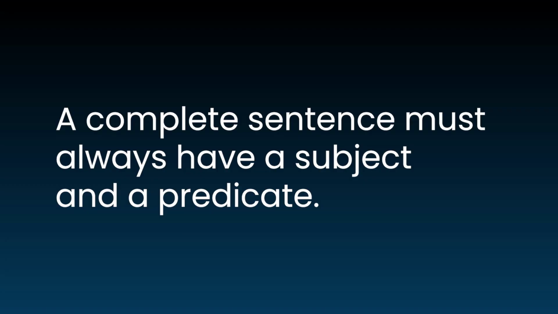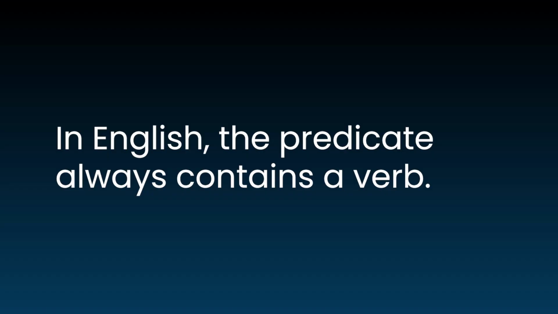Now, in English, or in any language for that matter, a complete sentence must always have a subject and a predicate. So the subject is what the sentence is about, and the predicate gives information on the subject. For today, we're not going to look at the subject, we're just going to talk about the predicate. Now, in English sentences, the predicate must always contain a verb. We're going to look at 2 examples today.